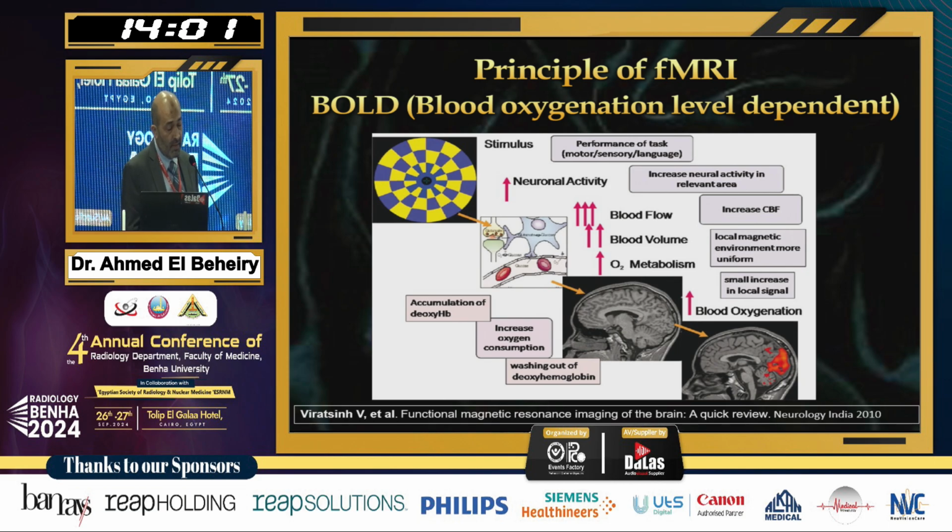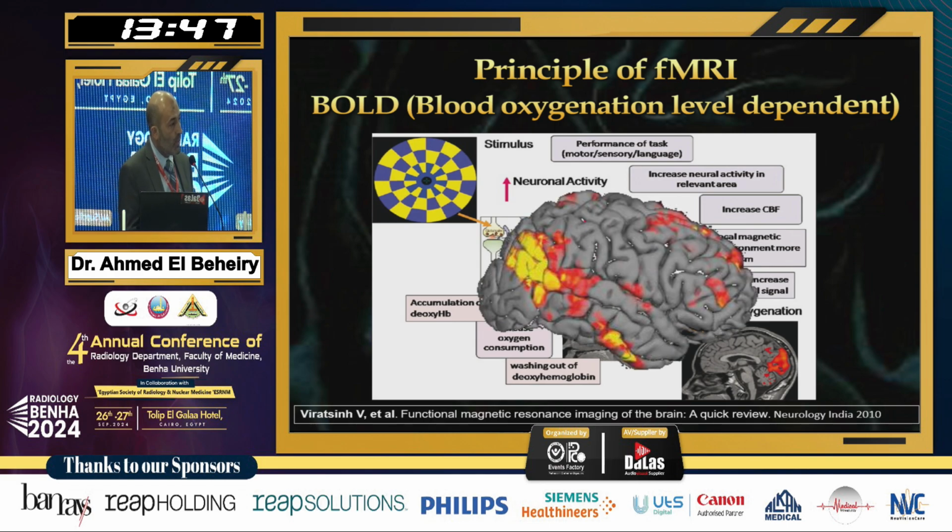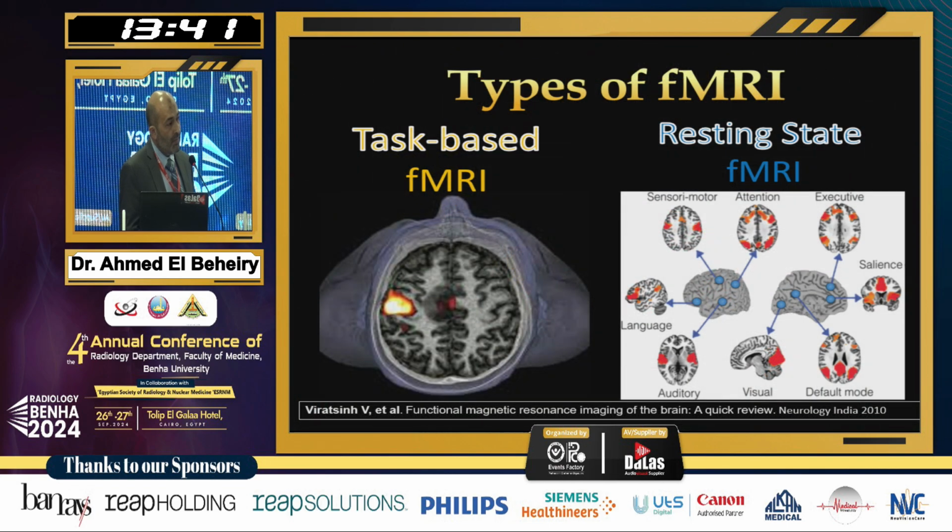level dependent technique. This means that in any neural activity there is increase in the cerebral blood flow, and this leads to increase in the oxyhemoglobin and wash out of the deoxyhemoglobin. This imbalance between oxy and deoxyhemoglobin will lead to drop in signal on the gradient, and this is detected as functional area. We have 2 main types, the older technique known as task or paradigm-based fMRI and the more recent technique known as resting state fMRI.